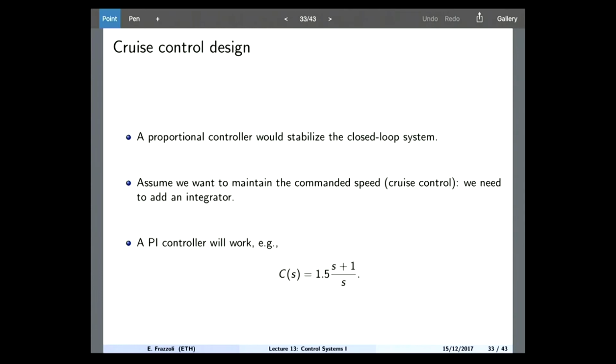Simple first-order lag. We know that just a proportional controller will stabilize the system. However, what will happen with a proportional controller if now I have a slope, right? So now I'm going uphill. Instead of keeping the desired speed of, say, 100 kilometers an hour, I'm going uphill, and the car will tend to slow down. How do we fix that? How do we maintain a zero steady-state error to a unit step in a disturbance, for example?